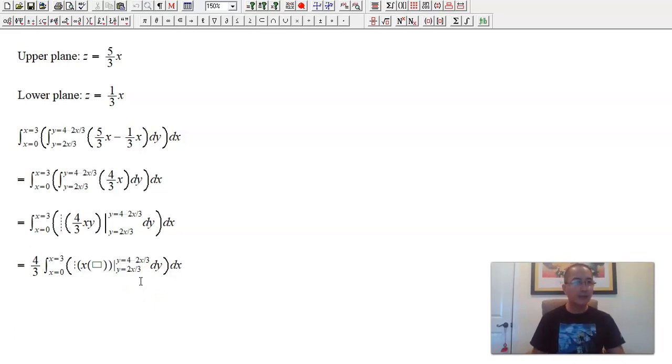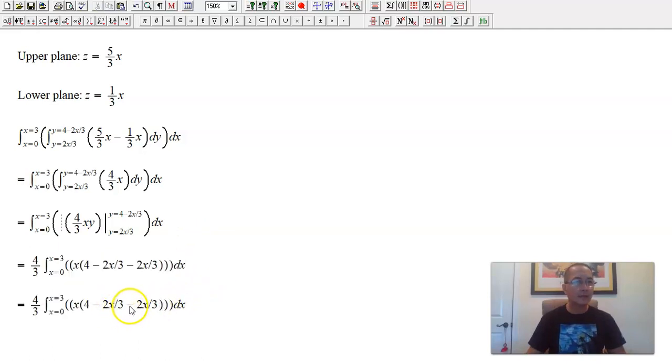So what's going to happen? We will have the upper and then minus the lower, but we have a common factor of x. So we can keep that factored out. So minus 2x over 3. That might make the algebra a little bit smoother. Oops, that dy there, we integrated already. So we are back to basic calculus.